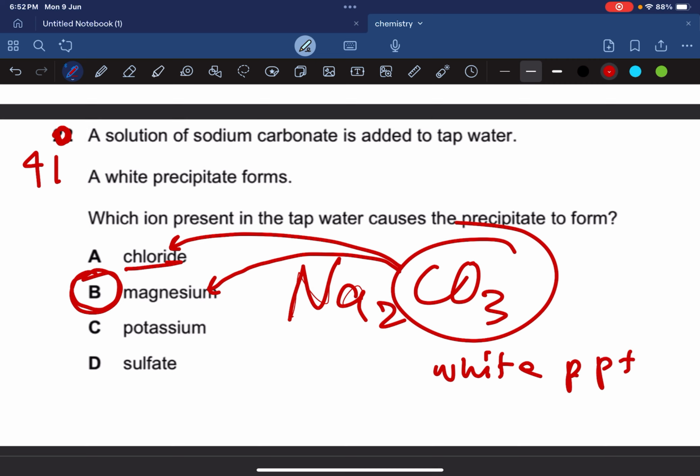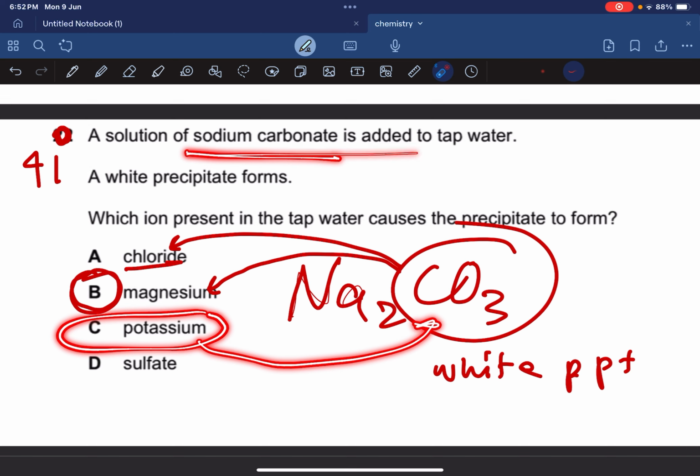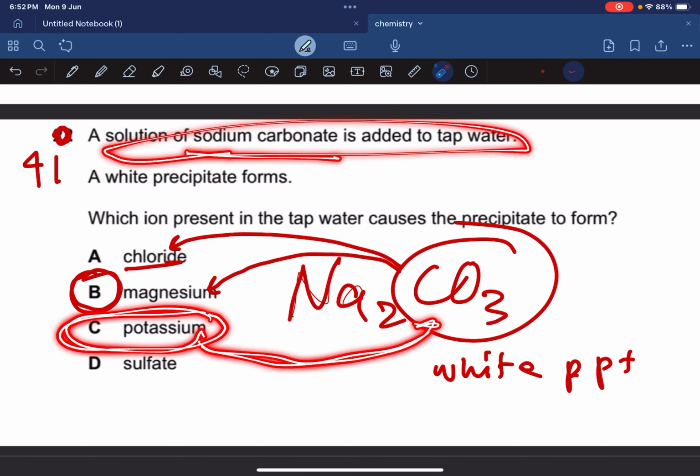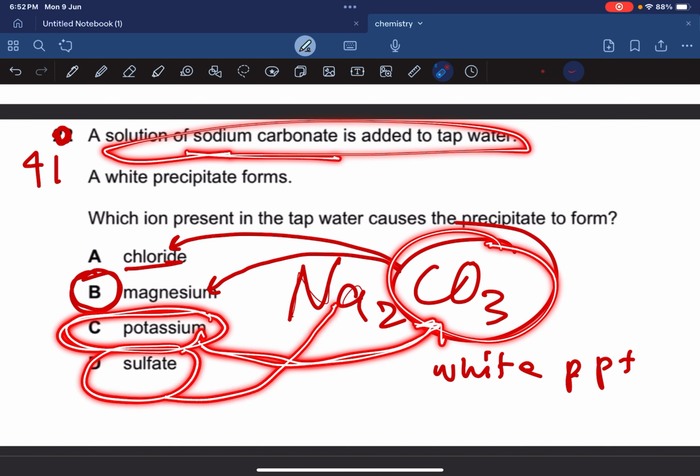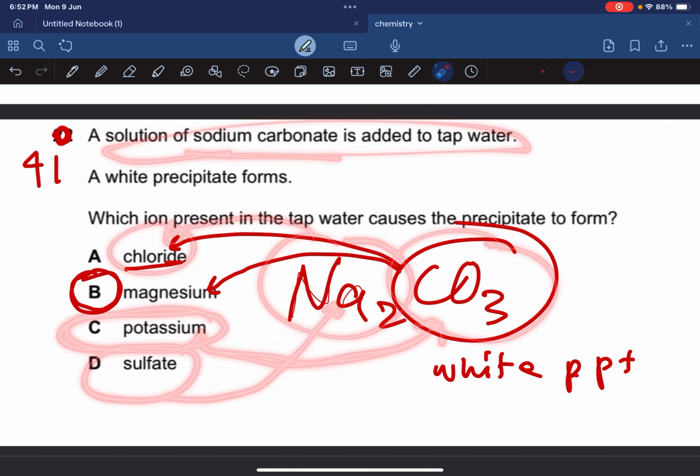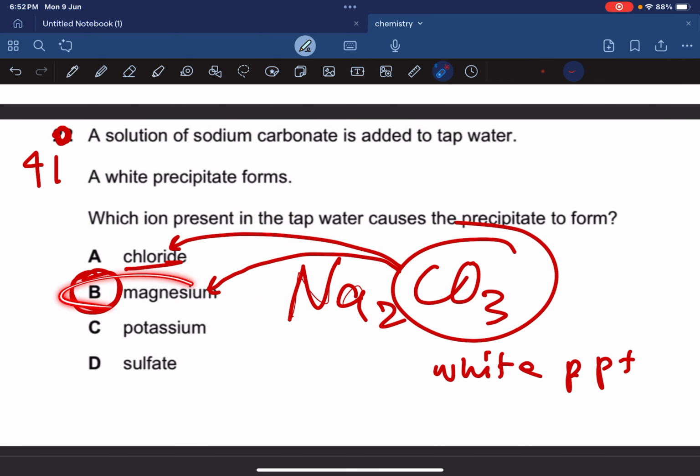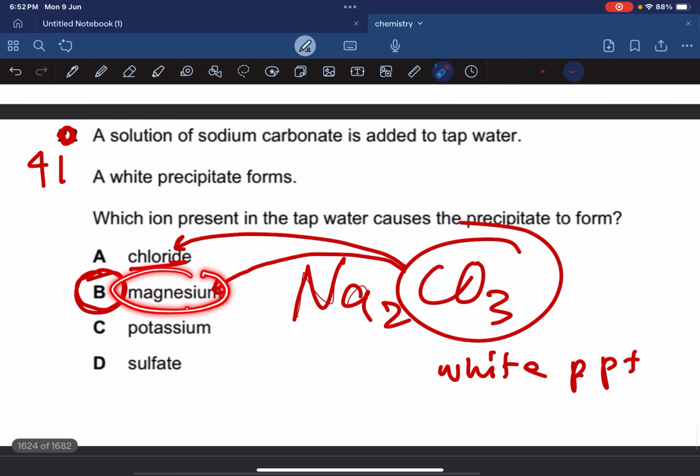What about potassium? If a solution of sodium carbonate is added to tap water, and if tap water has potassium, then potassium carbonate is going to be formed, and potassium carbonate is soluble. All group 1 carbonates are soluble, and ammonium carbonates are soluble. And sulfate might combine with sodium. So sodium sulfate is soluble, sodium chloride is soluble. So only one insoluble salt is being formed, that's magnesium carbonate. So magnesium ions are present in tap water that basically combine with my carbonate ions to form magnesium carbonate.